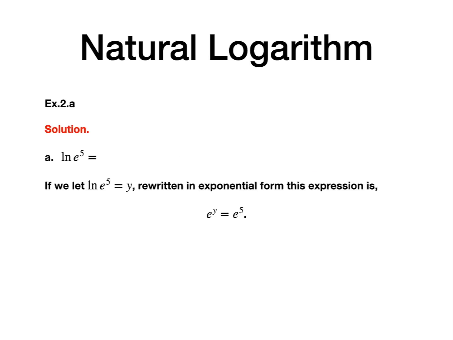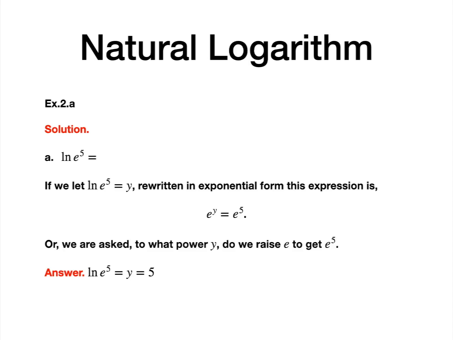In this first example, we are asked what is the natural logarithm of e raised to the fifth power. Now, if we are going to rewrite the natural logarithm of e raised to the fifth power as y, then we can rewrite that into its exponential form, which is e raised to the y must be equal to e to the 5. Or equivalently, we are asked to what power y must we raise the natural number e to get e to the fifth power. Evidently, y must be 5. So if you are asked what is the natural logarithm of e raised to the fifth power, that must be 5.